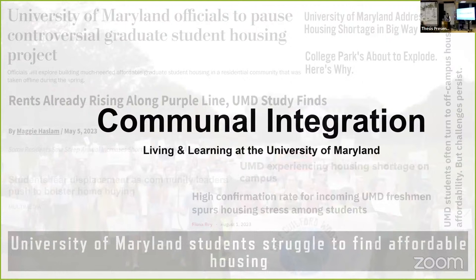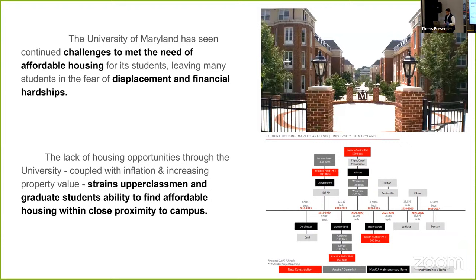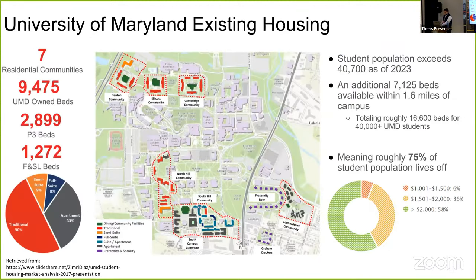First and foremost, thank you all for being here this afternoon, taking the time out of your day. As Professor Tillman mentioned, my name is Dylan Spanier, and I will be presenting Communal Integration: Living and Learning at the University of Maryland. Currently the University of Maryland has challenges meeting the need for affordable housing options, which creates a lot of displacement and financial hardship for its students, in particular straining upperclassmen and graduate students trying to find affordable housing within close proximity of the university.